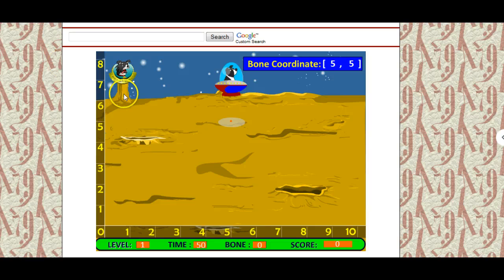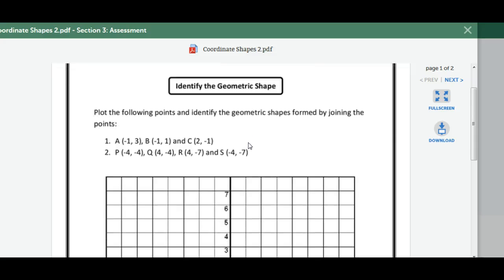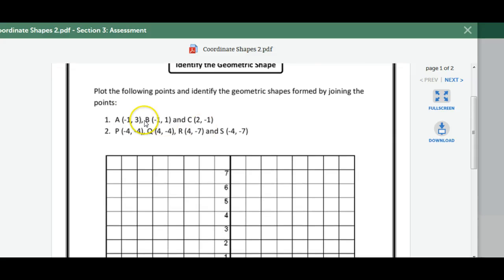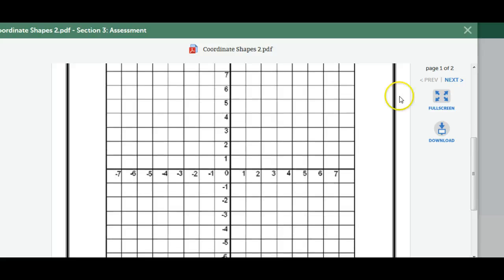To end out the week, the students complete an assessment, which is very similar to the independent practice, where again they're plotting two shapes, and they have to label the points and then connect them to find out what geometric figure they have created.